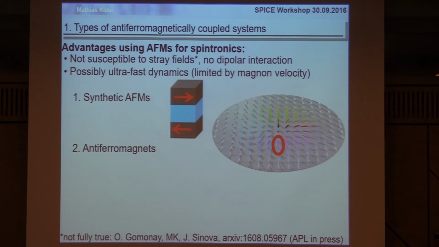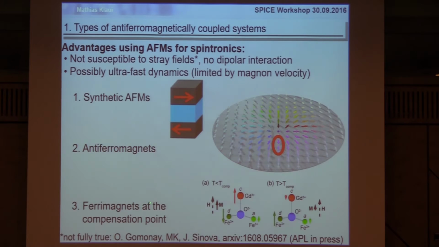Then there are proper antiferromagnets. So here's an antiferromagnetic Skyrmion. And then there are ferrimagnets at the compensation point, where there is a difference to the antiferromagnet in that the different sublattices are still ferromagnetic in themselves. So the gadolinium is still coupled ferromagnetically to the gadolinium, and the iron lattices are coupled ferromagnetically or antiferromagnetically to one another, but the overall magnetic moment is zero. This can lead to distinctly different dynamics from an antiferromagnet, but some of the effects are again similar.